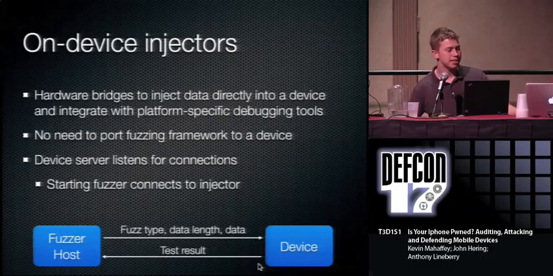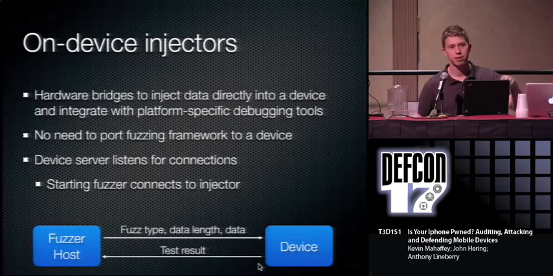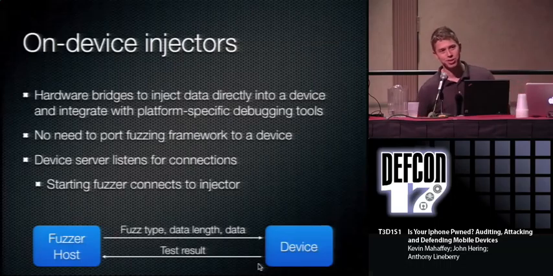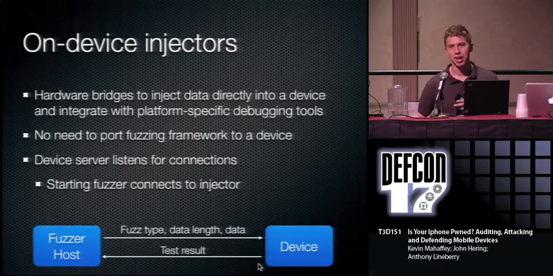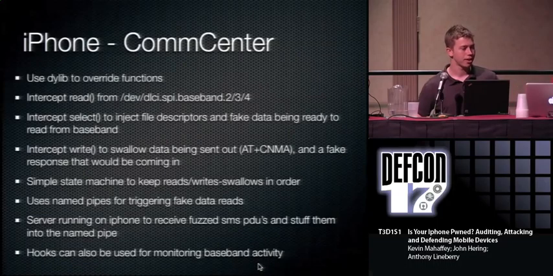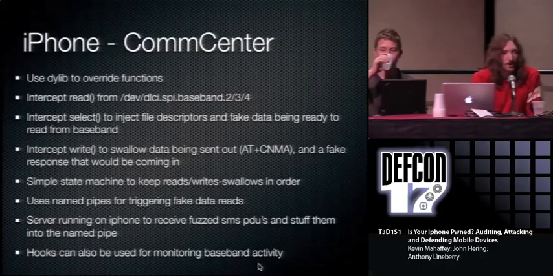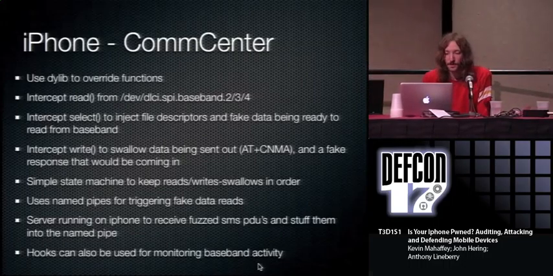So basically what happens is the fuzzing host says, here's a type of data, for example, an SMS or an image or audio, so the injector knows what to do with it. Here's the length, and the data that you're going to fuzz. The injector that runs on the physical device takes that, runs it, and will return a result. One of the injectors we wrote for the iPhone was for when we wanted to fuzz SMS PDUs.